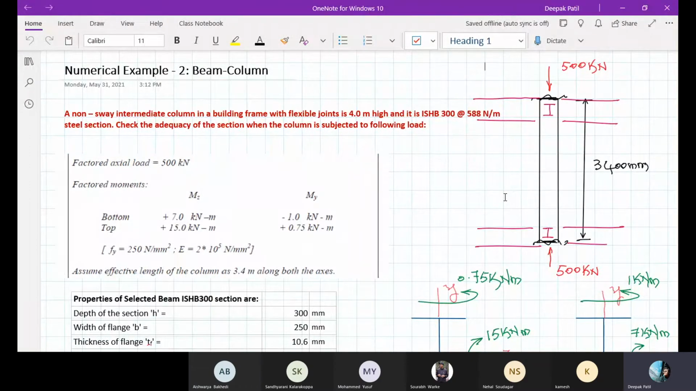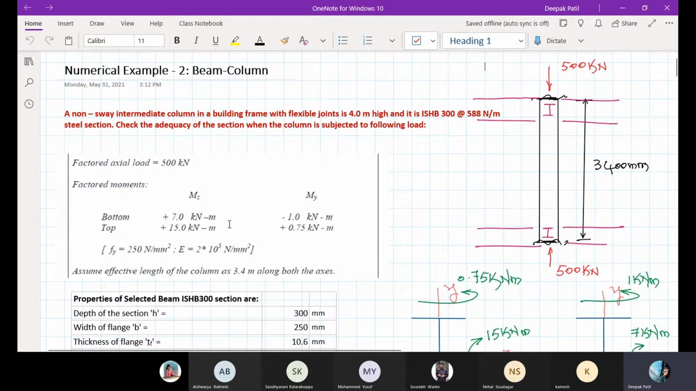In the previous class, we were doing the numerical example number 2 on beam columns. I will quickly run through what we have done so far, because there was a long gap. There was a beam column where the effective length of the column was 3400 about both the axes. The actual compressive load coming on the column was 500 kilonewton, and they have given you the bending moment along Z and bending moment along Y, that is, bending moment along major axis and minor axis, both at the bottom and top of the column.